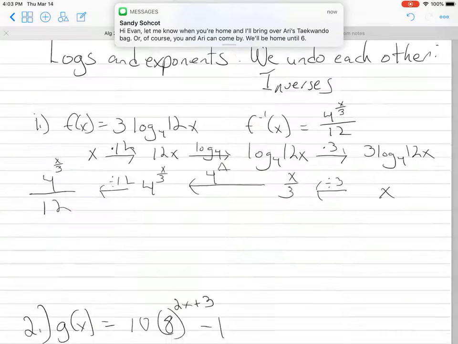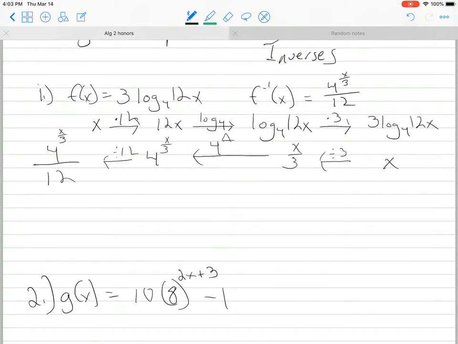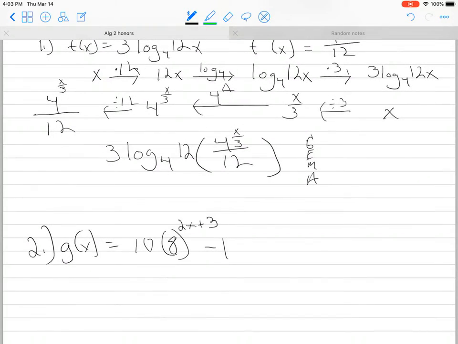All right. And now I'm going to verify by plugging one into the other. So I'm going to take 3 log base 4 of 12, and in place of x, I'm going to put 4 to the x over 3, over 12. Okay? All right. Let's see if I can undo this. I'm looking at Gemma. Certainly hoping this works because I think I only got 1 in me.